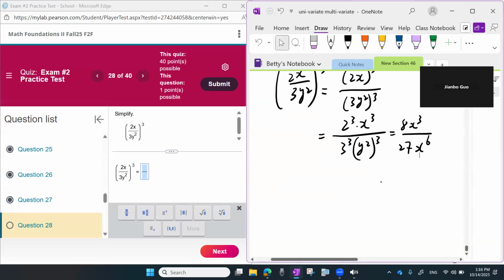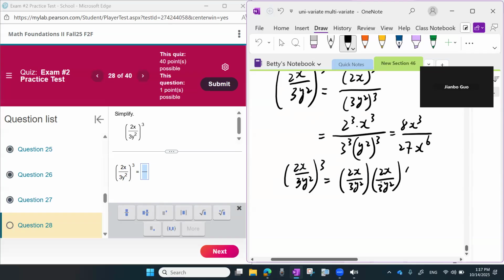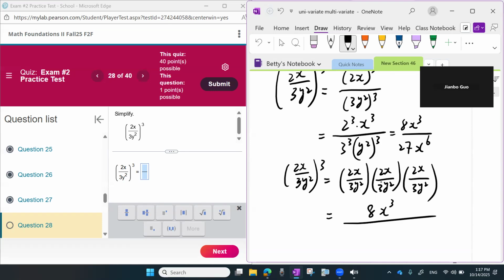And if this is challenging for you, you can always do this. 2x over 3y squared, cubed, is 2x over 3y squared times 2x over 3y squared, and then times another 2x over 3y squared. And you multiply them across. Numerator: 2x times 2x times 2x, 2, 2, 2, 8, x times x times x, x cubed. Denominator: 3 times 3 times 3, 27. y squared times y squared times y squared, 6 y's, right? So 6 power. And either way, you get the same result.